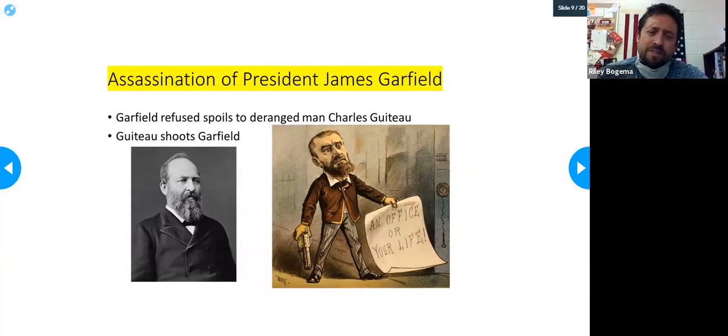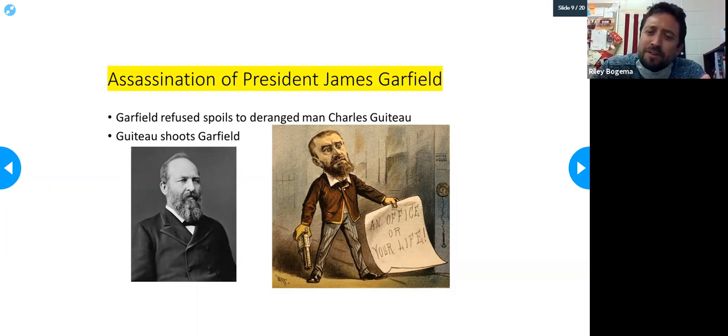All right, so the spoils system actually leads to the death of a very honest president who didn't like the spoils system. It's going to lead to the assassination of James Garfield. He's another president who was a Civil War hero. There's going to be this guy named Charles Guiteau. He's like this crazy, deranged guy who felt like he deserved a job through the spoils system.